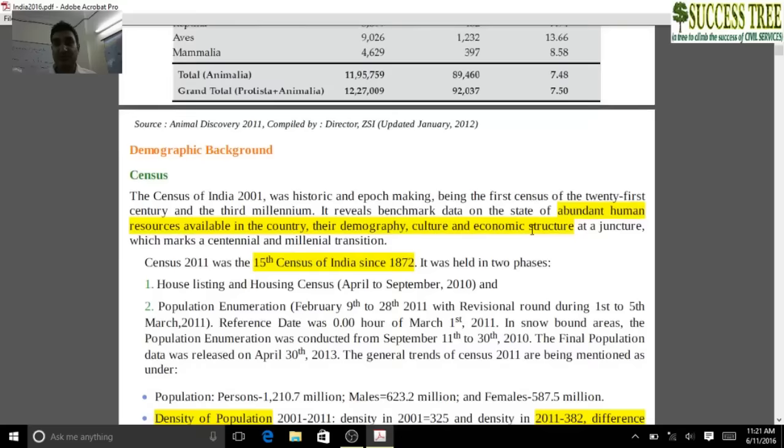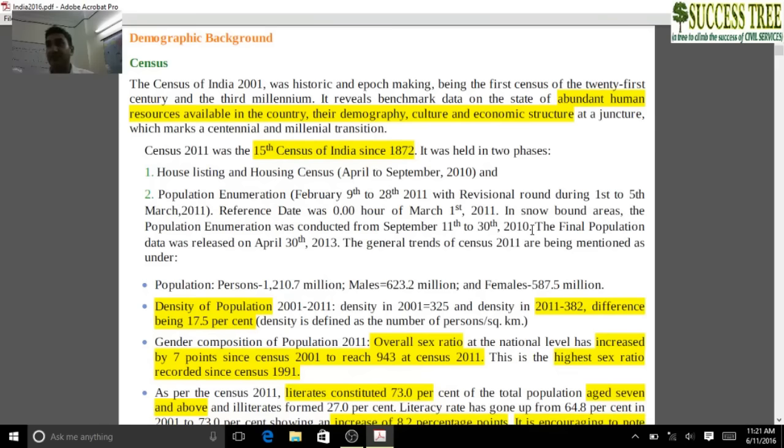Now come to next, census. You can definitely expect a question from census. They haven't asked questions from census before, but it becomes very important. So this year they can ask questions from census, because the data wasn't available in full. The data had come up only now. You see the importance of census, the second line. What does the census do? It reveals the abundant human resource available in our country, because it counts the people, the literacy rate, the demography, the proportion, the culture and the economic structure. So it even reveals the culture, the importance of census.